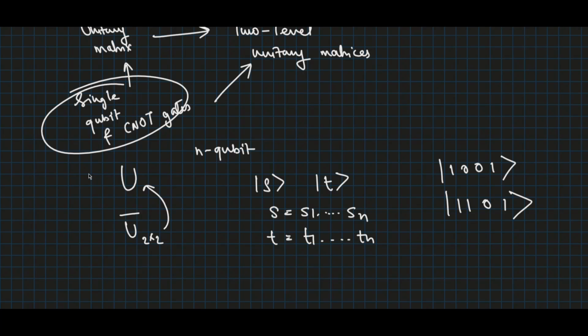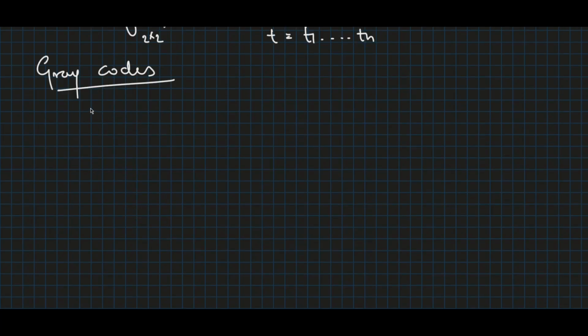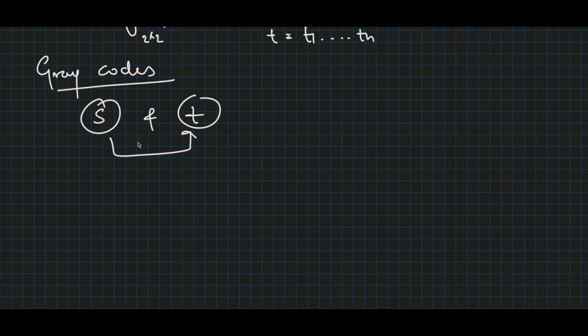So first of all, let's see what gray codes are. Suppose we have distinct binary numbers S and T. A gray code connecting S and T is a sequence of binary numbers starting with S and concluding with T, such that the adjacent members of the list differ in exactly 1 bit.